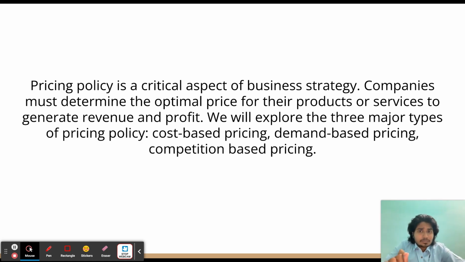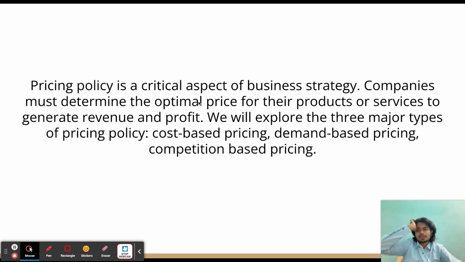So pricing policy is a critical aspect. If a company wants to thrive in this economy, they have to set the selling price at a correct nominal price, so they can both get a profit out of it and also make sure that they are relevant in the market. So that is to determine the optimal price.